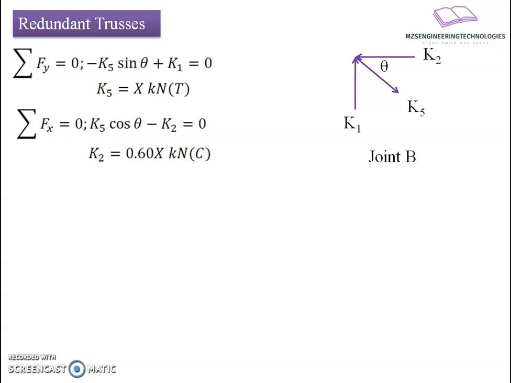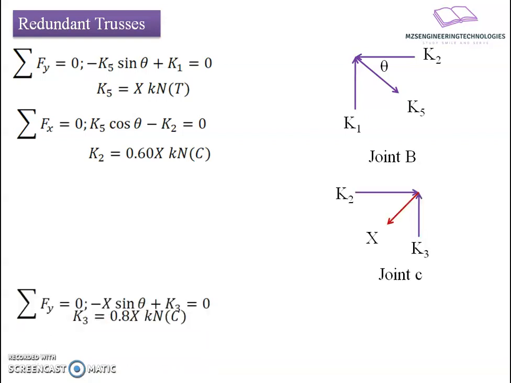Similarly, summation of force in the x direction equals 0 results in K5 cos of theta minus K2 equals 0. Hence, the K2 value works out to be 0.60 times the X kilonewton in compression.